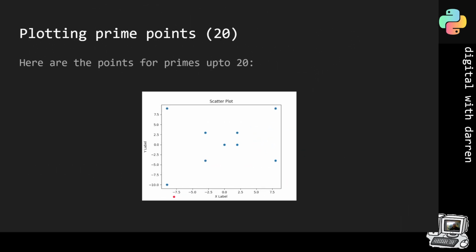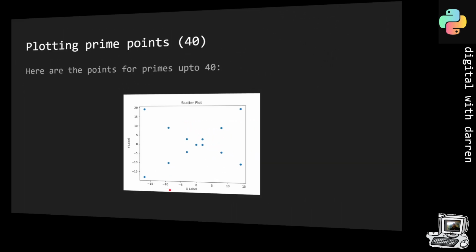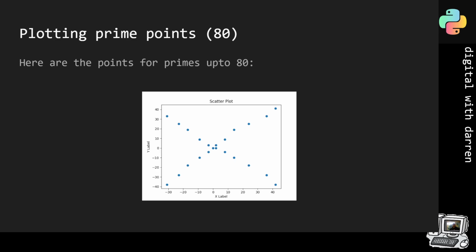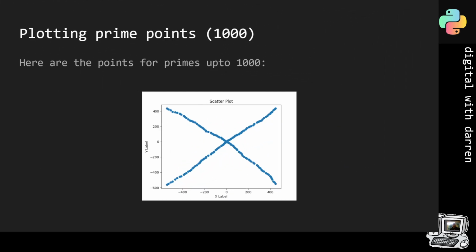We do this for points up to 20, again starting at the origin and moving outwards in a spiral. Here's 40. And then 80. We're beginning to see a pattern. Here's 1,000 points.